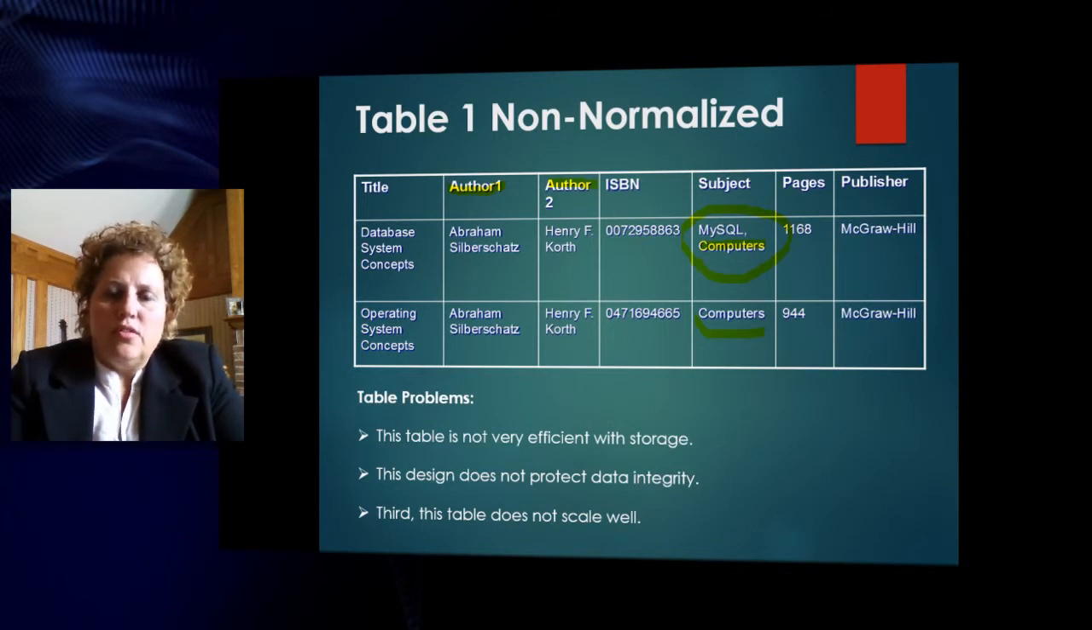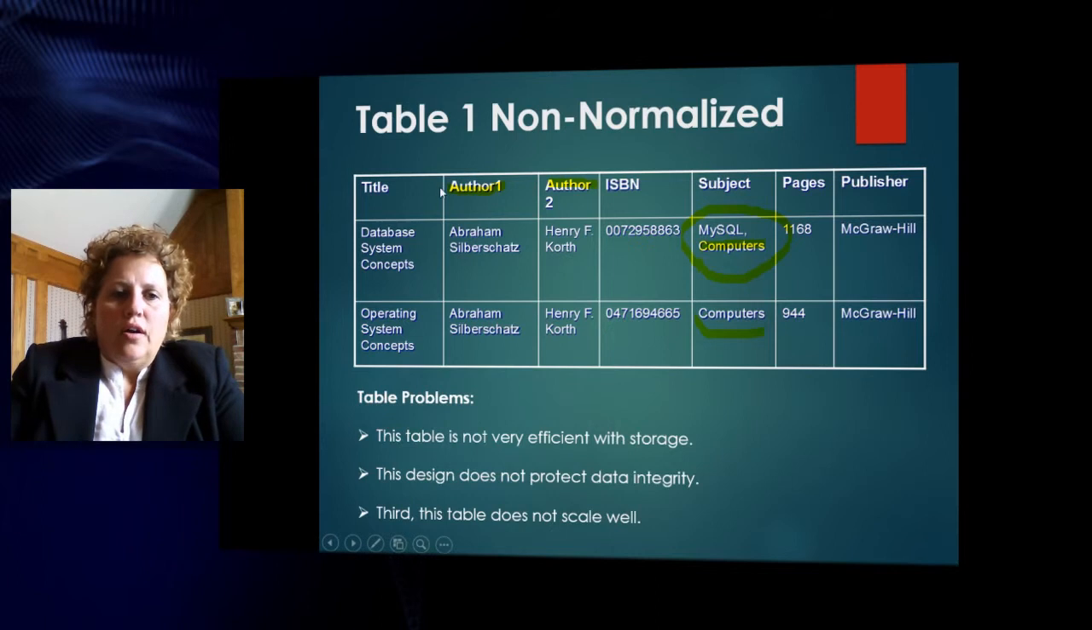So for instance, you can see that there are multiple authors' names or columns with authors. So there's an author number 1 and author number 2. And in the subject field, see here, there are actually tables with multiple values in the field. So it does not protect data integrity, and it's not going to scale well.